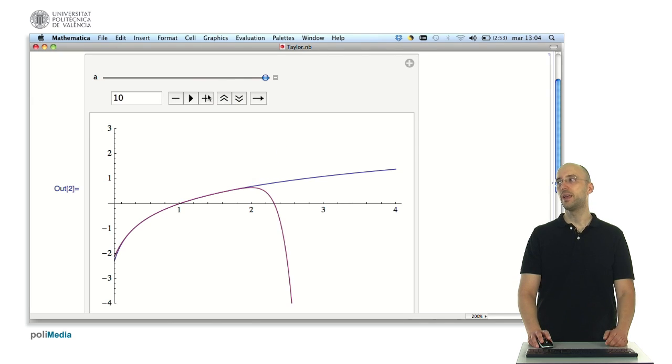Now, let's progress through degree 5, degree 6, degree 7, degree 8, degree 9, and degree 10. From 0 to around 2, the functions closely match and the approximation is really good. But below 0 and above 2, substantial discrepancies emerge.